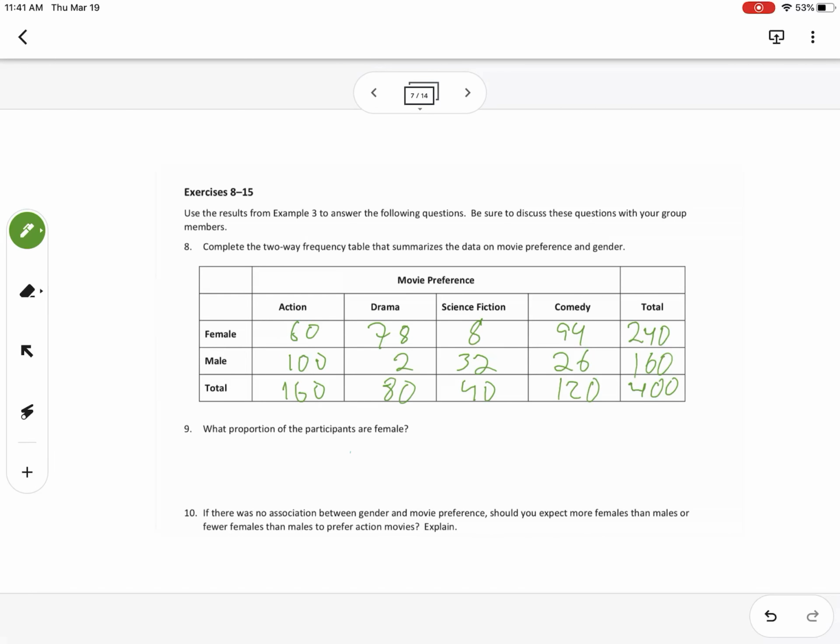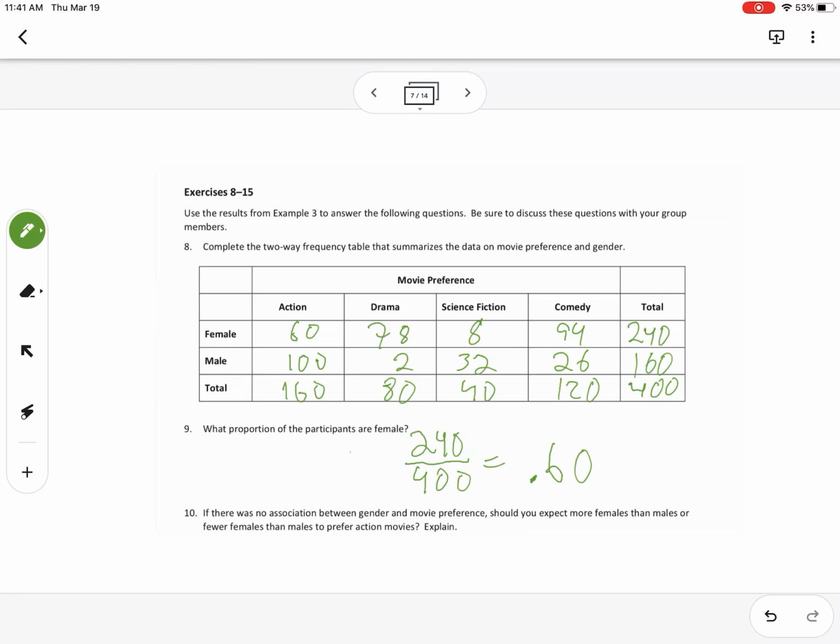Now, question 9 is specific. You got to be careful here. It says, what proportion of participants are female? So what that means is, out of all the people polled or asked, what proportion are female? Well, the frequency would be 240 total females divided by the 400 total people. And that would tell you that the frequency, once you put that in your calculator, is 0.60.